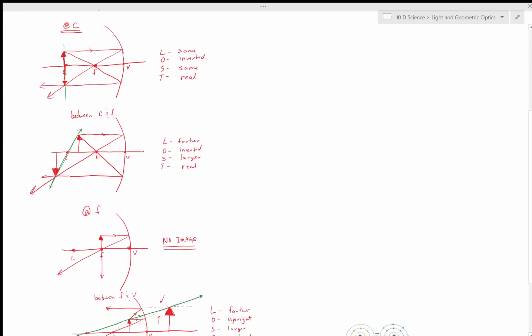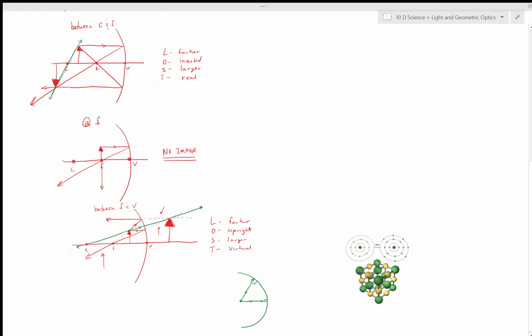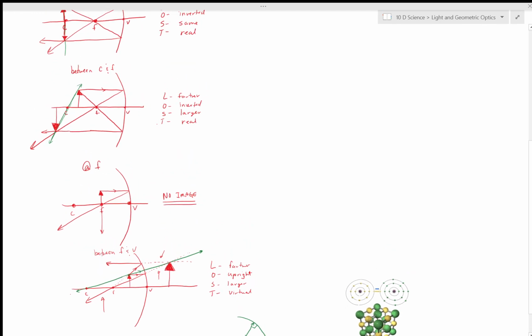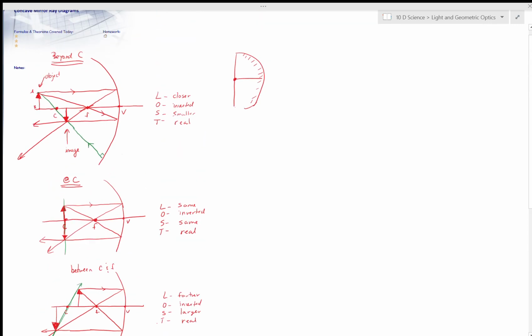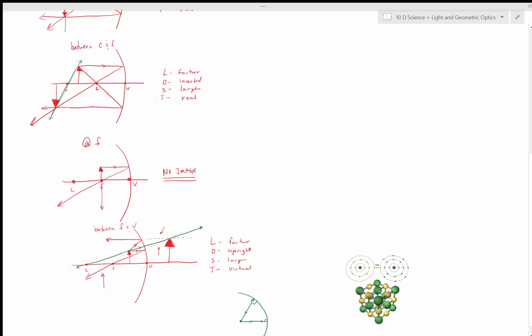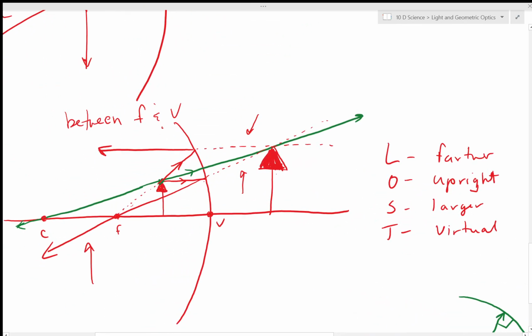Now, where do you see this? Where do we have these mirrors? Well, they're all over the place. You can actually go and test this out right now. Most people will have this in their homes. If you have a makeup mirror, one that makes you look jumbo-sized if you're nice and close, that only happens if your face is between the vertex and the focal point.